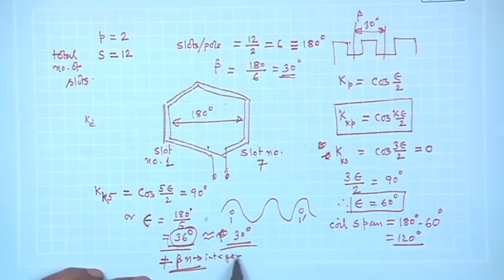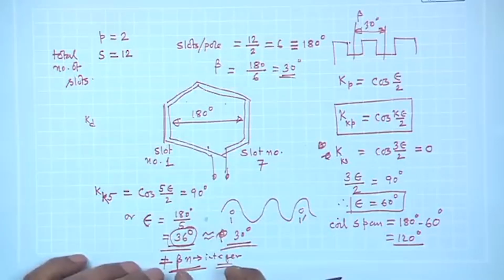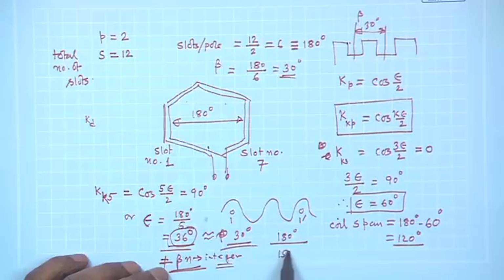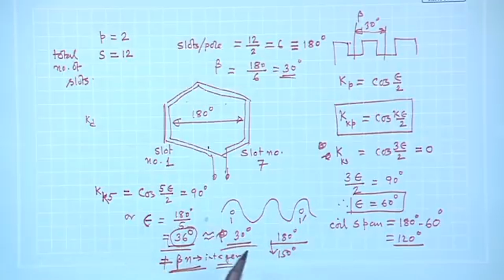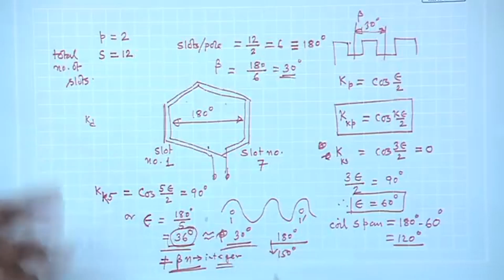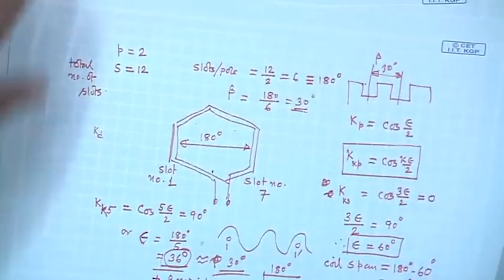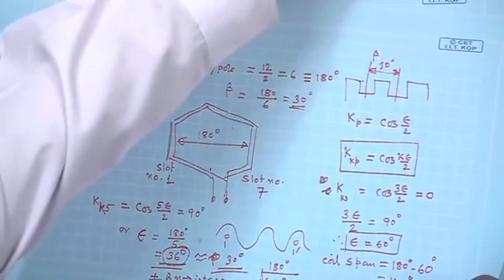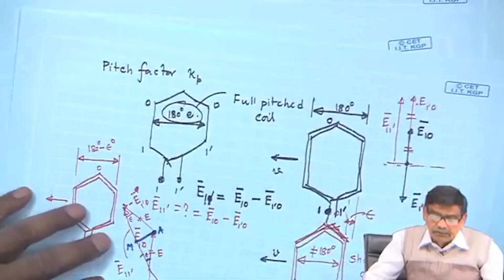So, use a short pitch angle of epsilon. The coil span will not be 180 degree, if you short it, it will be 150 degree, better use it, and then you are sure the third harmonic or fifth harmonic voltage will be reduced considerably. You cannot get 36 degree, that is the thing. Therefore, I have now told you two very important factors and how to calculate them. There will be several problems given in your tutorials.